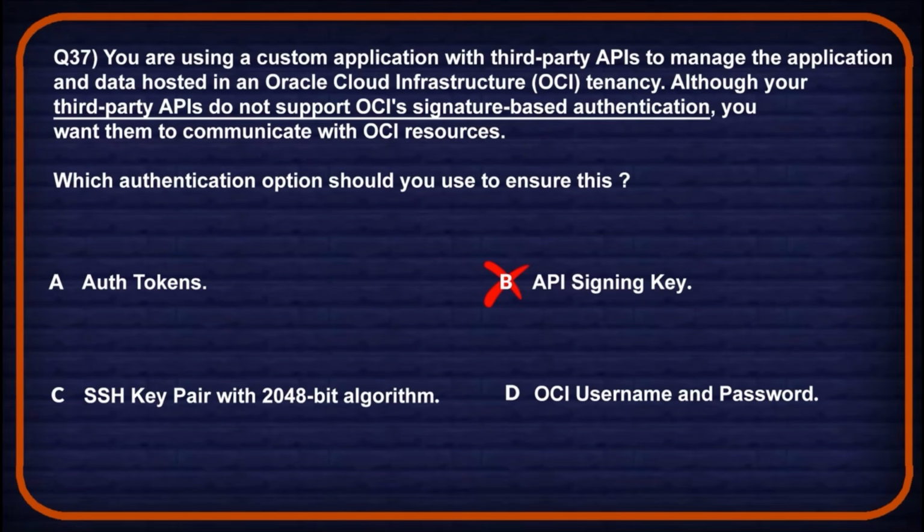Moving on to option number C. SSH key pairs are used for instance access, not API authentication. So option C is not a correct choice. Moving on to option number D, OCI username and password. OCI usernames and passwords are not secure or supported for API level access to OCI resources. So option D is also an incorrect choice. So option A will be the correct one.